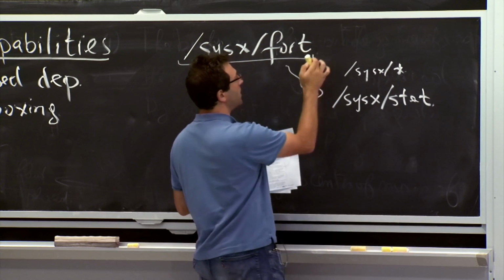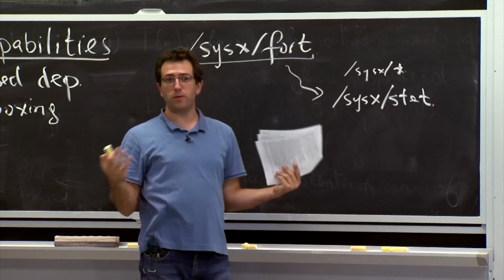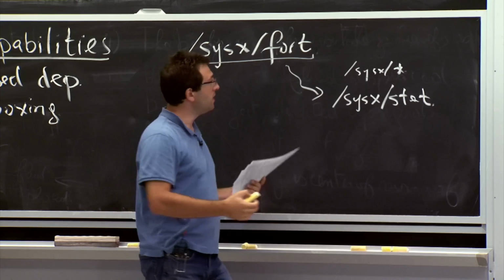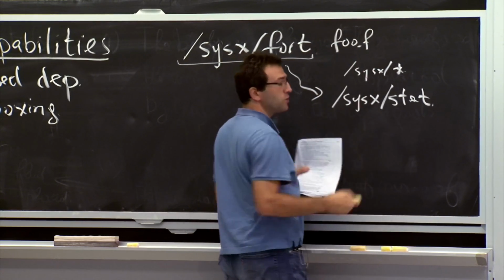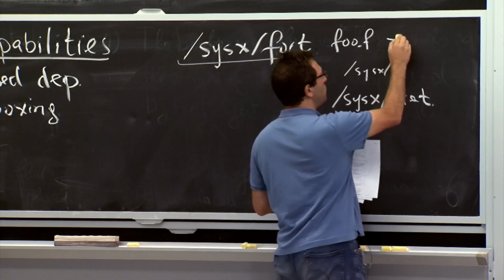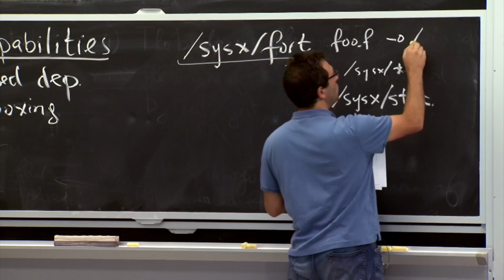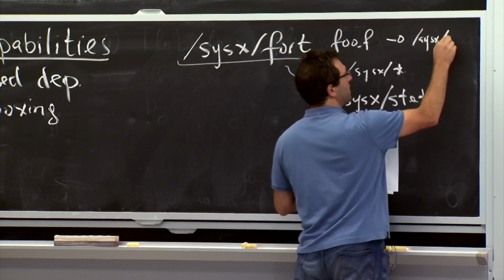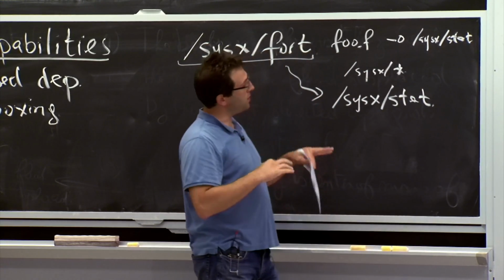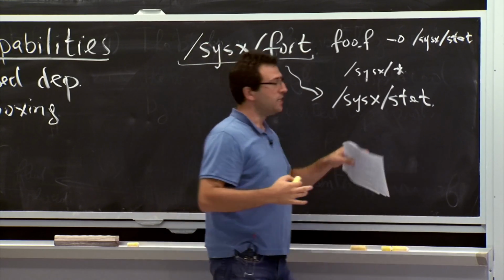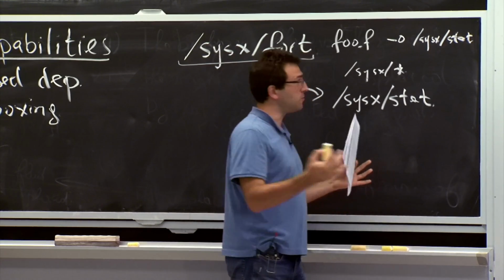So they would run the Fortran compiler, and the Fortran compiler would take arguments very much like GCC takes arguments. And they would compile something like foo.f, here's my Fortran source code, and it would say, well, put the output, -o, into /sysx/stat. Or more damagingly in their case, there was another file in /sysx that was the billing file for all the customers on the system.